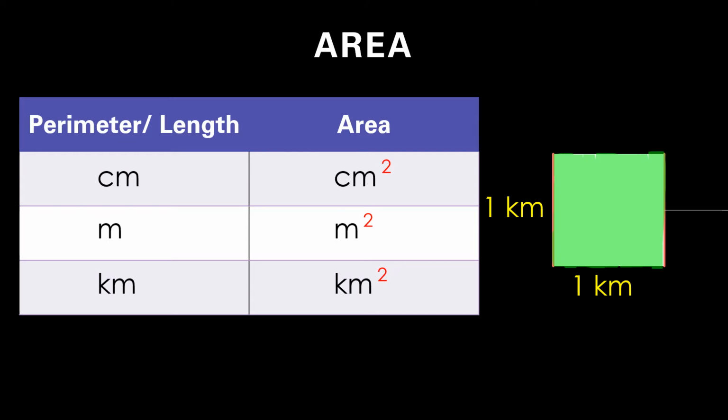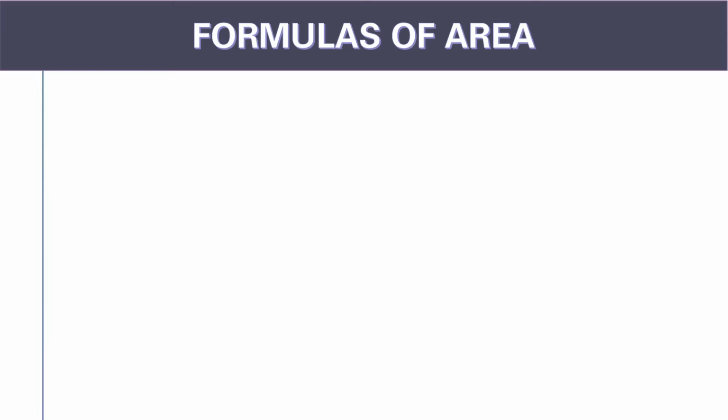So whenever you see units as square centimeter, square meter or square kilometer, you know it is the measurement of a two-dimension quantity, that is area. That means we can use square units to measure any area. Now let us look at the formulas for the area of rectangle, square and triangle.